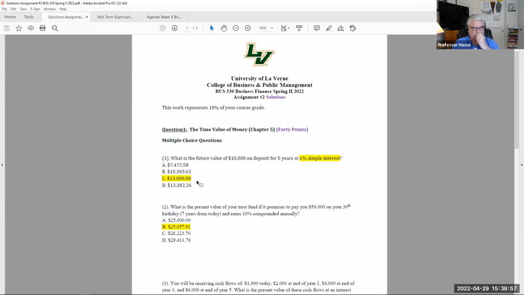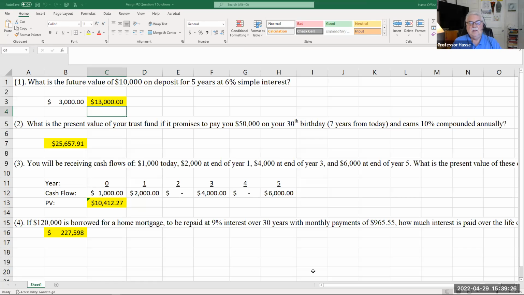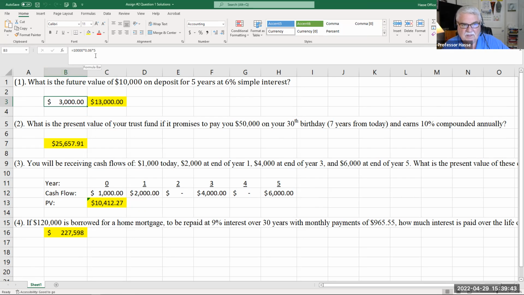The first question, number 1, is 4 multiple choice questions determining time value of money. Each question is worth 10 points. So let's go over to the spreadsheet file that shows the details of these answers. Again, the spreadsheet file is located in the assignment 2 file folder in Blackboard, or you can download it and see the calculations here. You just go to the cell. For example, what we just talked about is the simple interest calculation. It's just $10,000 times 6% times 5 years. That gives us $3,000. Add $3,000 to the principal, and there's our answer.